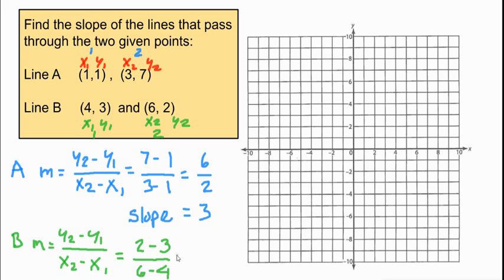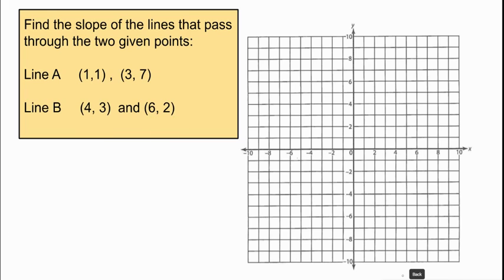2 minus 3 results in -1. 6 minus 4 results in +2. And that can't be simplified. So that is our answer. The slope for line B is -1/2.